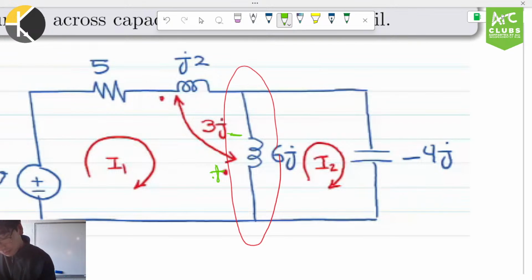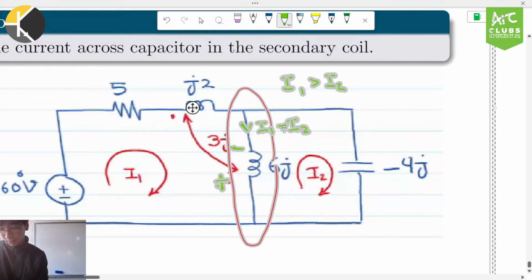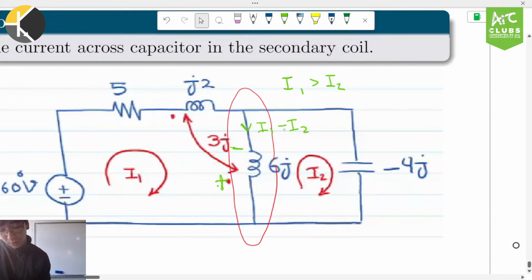Now we need to figure out which way the current is flowing through this middle branch. Here there's not really any right or wrong answer, but I'm going to assume that I1 is greater than I2, and hence the current is going to flow down the branch with a current of I1 minus I2. Cool. So here we can see the current flows into the non-dotted terminal of this magnetically coupled coil. So we're going to have a negative here and a positive here.